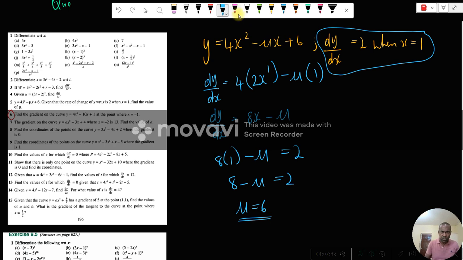So the next one we're going to move on to is, let me see, which one is it? All right, so let's look at number 7. Number 7 says the gradient on the curve y equals ax squared minus 3x plus 4, where x equals minus 2, is 13. Find the value of a. So this one is actually very similar to this one, so I'm going to leave you to try that one. Because this one is very similar, we're given a function with some unknown constant, and we're given the value of the gradient function at a particular point, and we're asked to find the value of that constant. So I want you to try number 7, right?